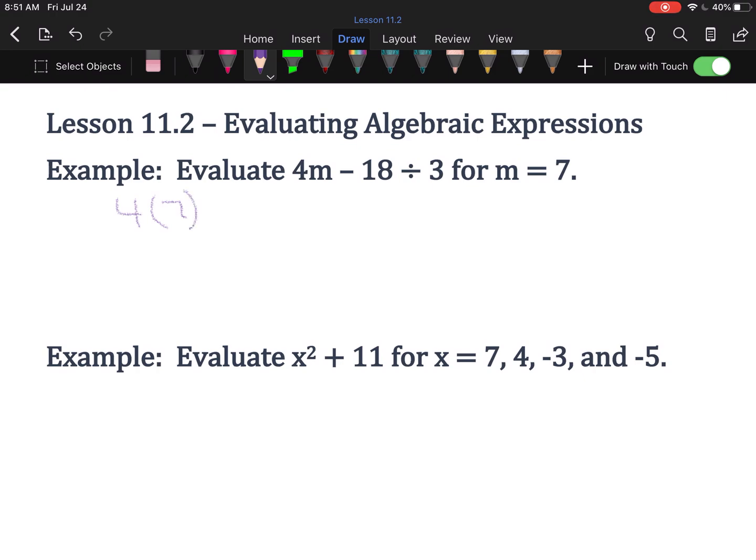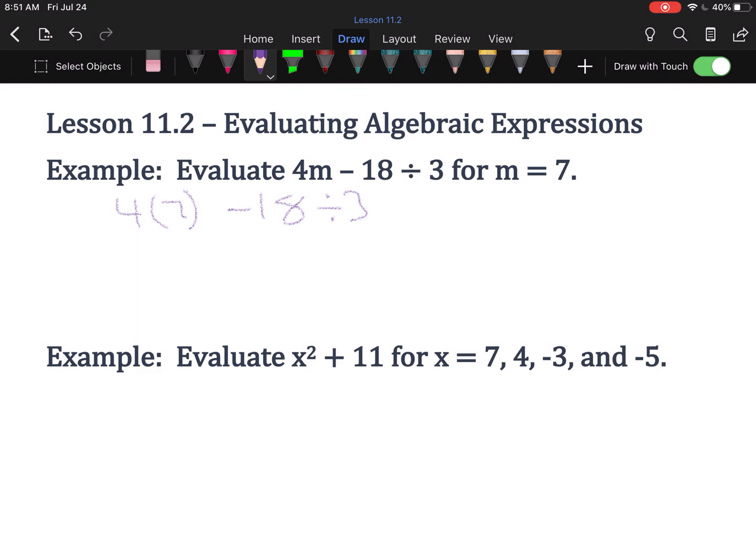in. Remember, 4m means 4 times m. So when I replace m with 7, I need to say 4 times 7. I usually use parentheses to show that I'm multiplying. This is because I know what's coming forward in Algebra 1, Algebra 2, classes like that, even pre-algebra. And using parentheses to show multiplication is just a good habit to get into. So I'm going to do it, so that's how you see it. So we have 4 times 7 minus 18 divided by 3.